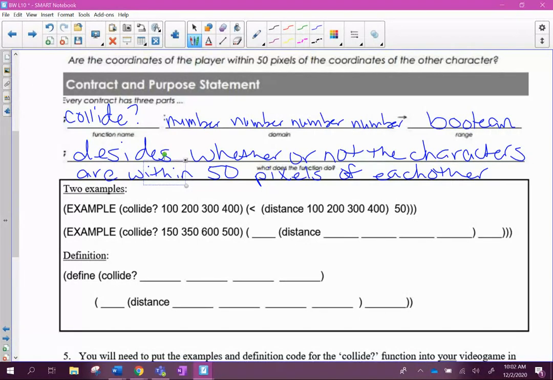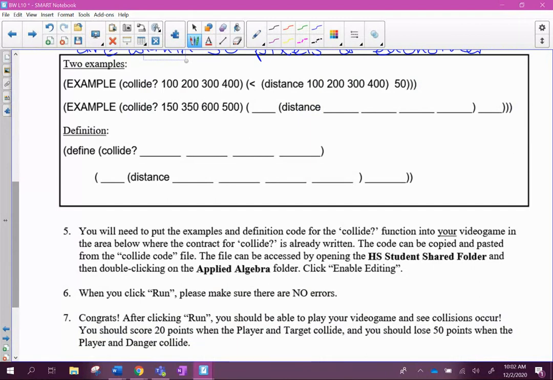So we have our examples here, and the first one is done for us. It says example, collide 100, 200, 300, 400 is figuring out if the distance between those coordinates is less than 50. So for our second example, collide 150, 350, 600, 500, we want to figure out if the distance is less than 50, right? And then my numbers inside here are in the exact same order as they are in the collide function. So this would be 150, 350, 600, 500.